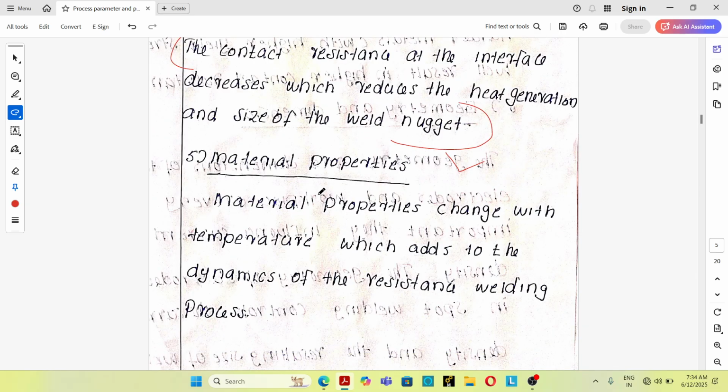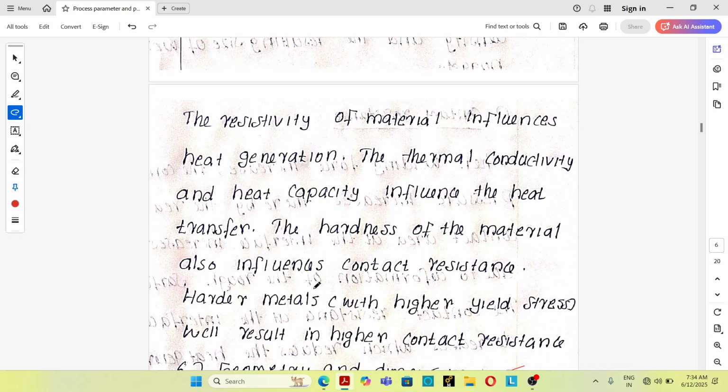Fifth one is material properties. See, the material properties change with the temperature, which adds to the dynamics of the resistance welding process. The resistivity of a material influences heat generation. The thermal conductivity and heat capacity influence the heat transfer. So in a resistance welding process, the heat generation is dependent upon the resistivity of the material, and the heat transfer also depends upon thermal conductivity and heat capacity.